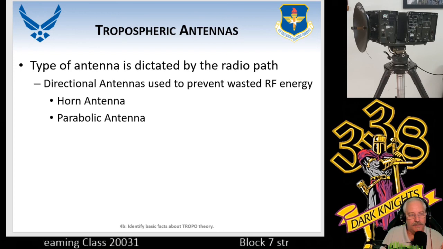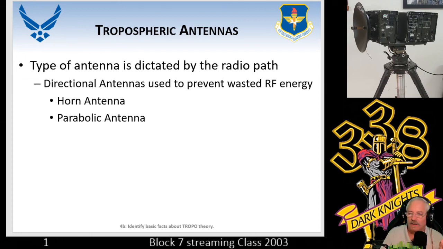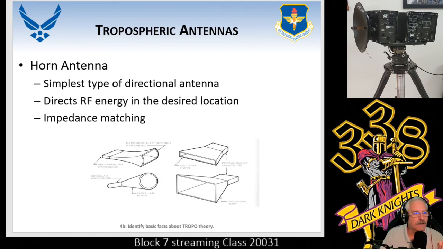The type of antenna is dictated by the radio path. In other words, we're going to be looking at two different types called the horn and parabolic. Why? Because they don't waste as much RF energy. Very directional. So we look at the horn. This is the simplest. Flared aperture, impedance matching. Goes a pretty far distance.